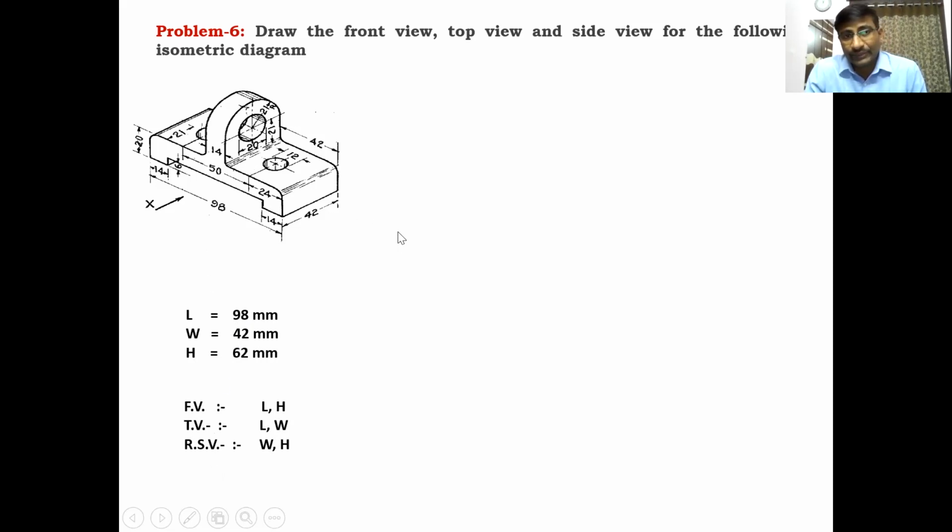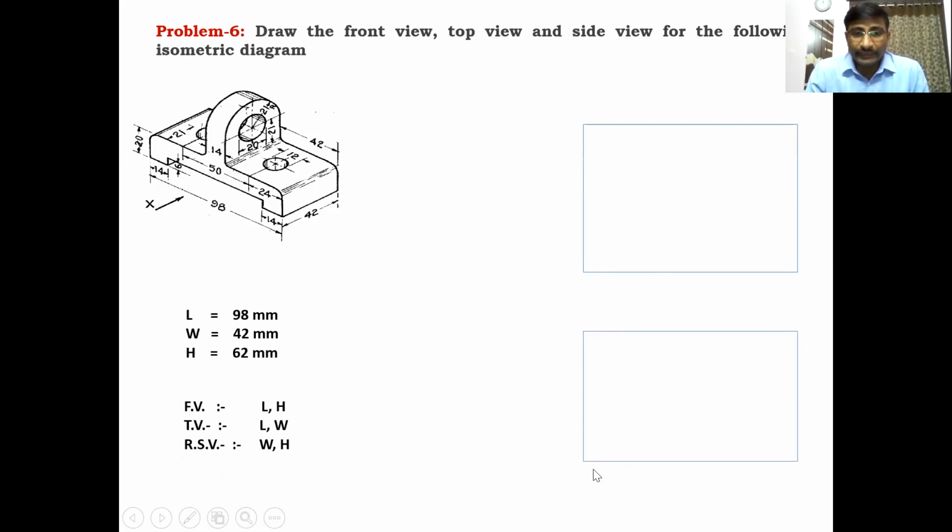Now we cannot observe the right side, so the right side view has to be drawn. Right side view on the left side of the front view box. So right side view is width and height. Width is 42, height is 62. With these dimensions construct the three boxes. Front view box, length 98, height 62. Top view box, length 98, width 42.